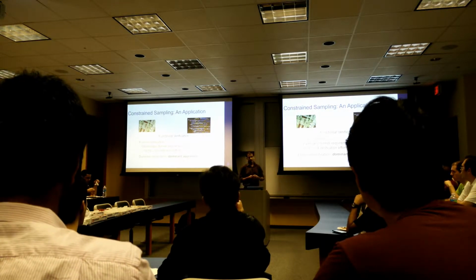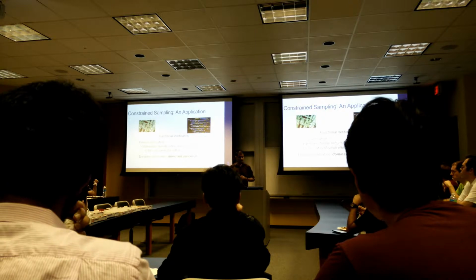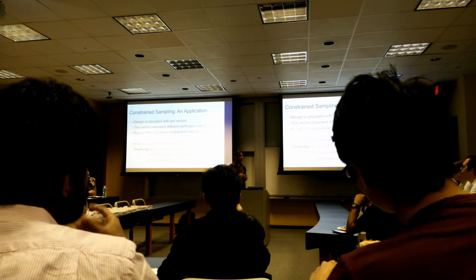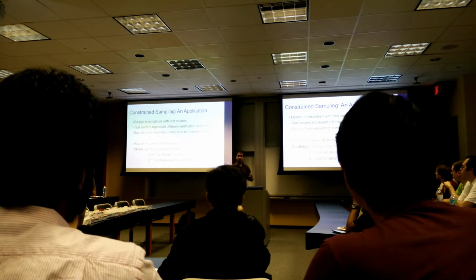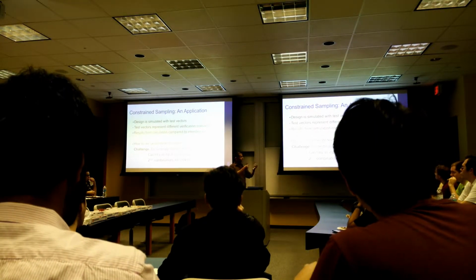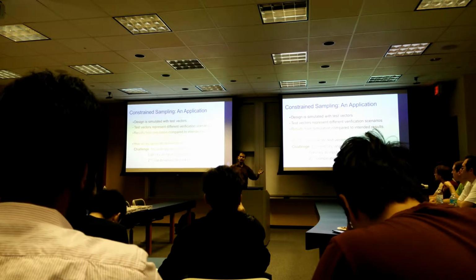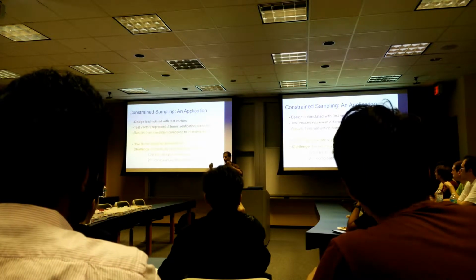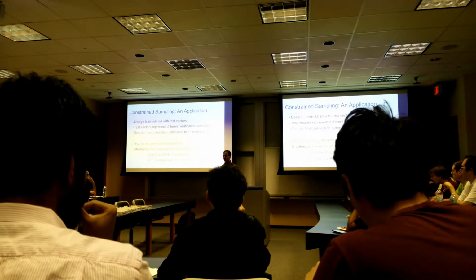Usually what happens in industry is called dynamic verification, which is the dominant approach. How does it work? You start with a design, you simulate with test vectors. These test vectors typically represent different verification scenarios. You see the output and you check against the specification.